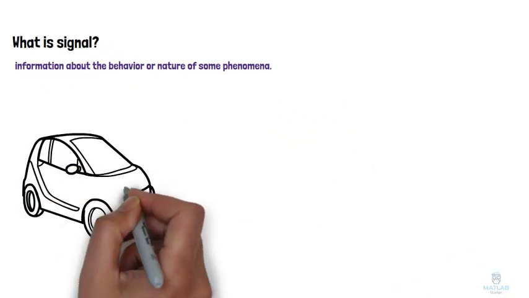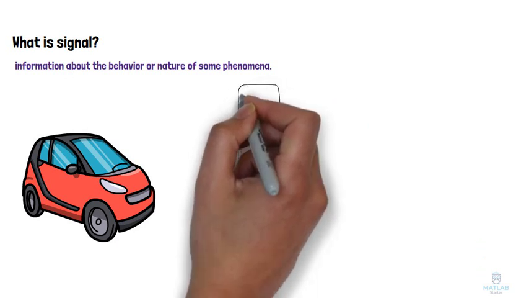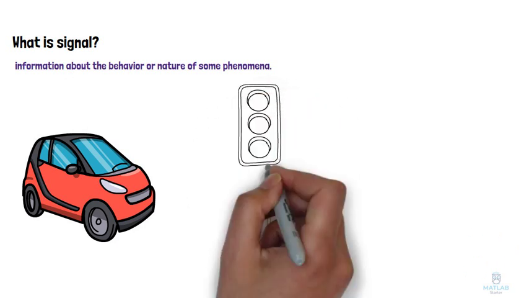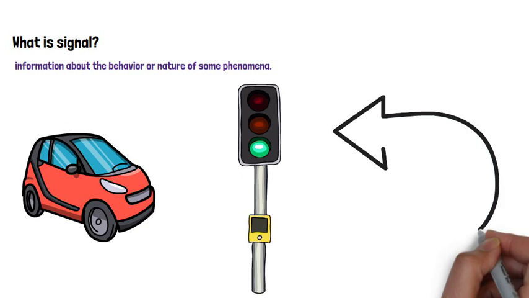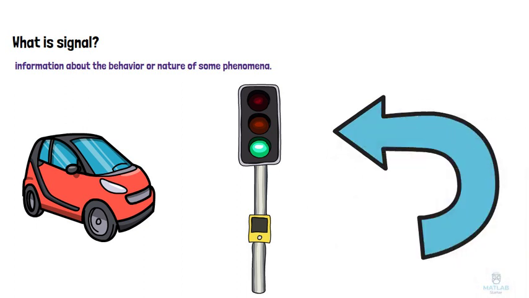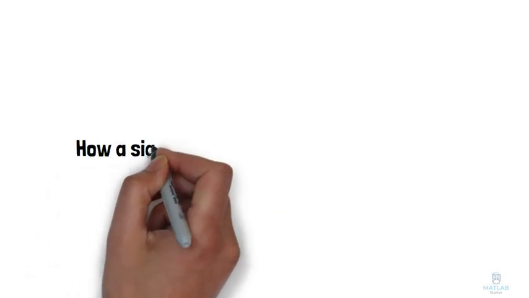If you are a driver driving a car on the road and you see this traffic signal with a green light, you don't have to stop the car. Or you see this signal, it conveys information that you can take a U-turn from here. Both of these phenomena contain information which is interpreted by your brain. We can say all this is a form of signal processing.